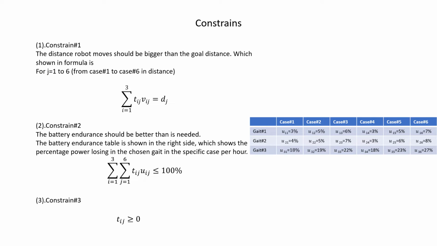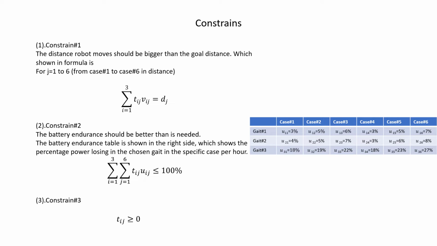Next is about the constraints. The first constraint is the distance from case 1 to case 6. Sum of time multiplied by velocity must be equal to the target distance in the corresponding cases. There would be totally 6 equation constraints.